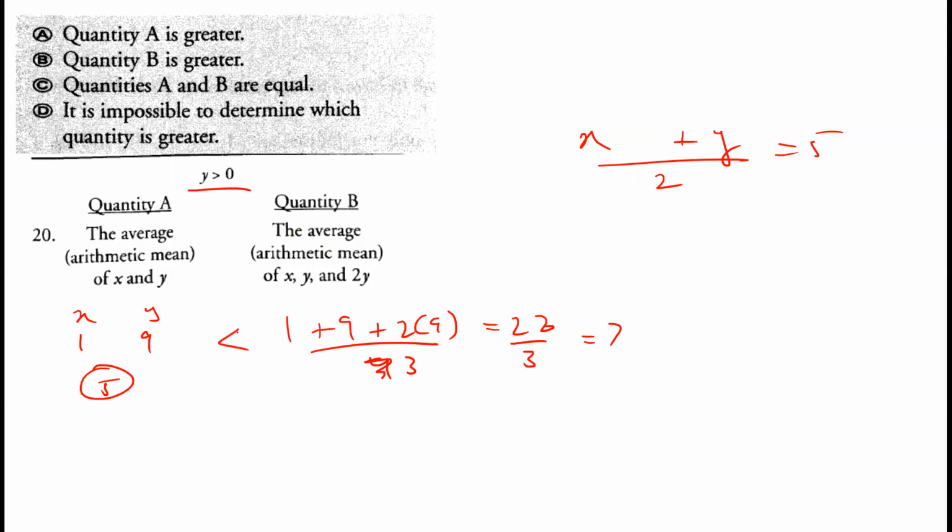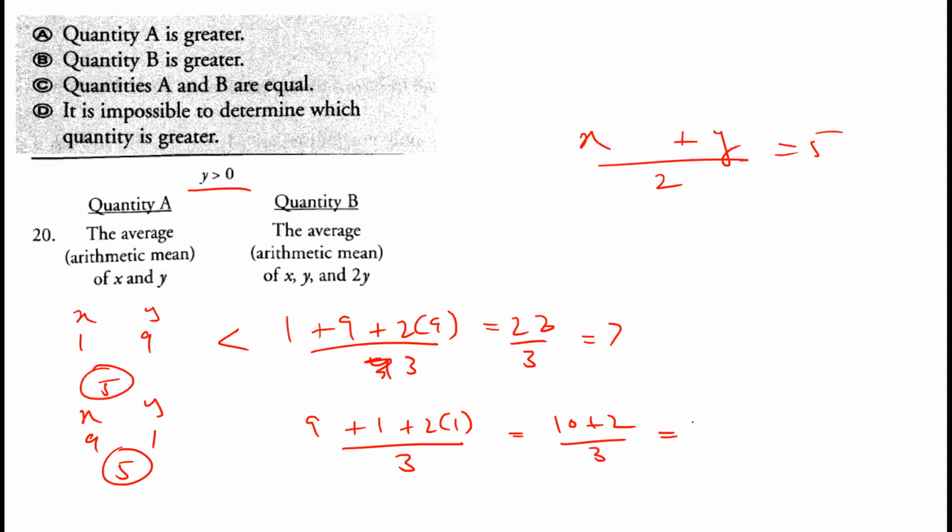But please, you need to be vigilant that x can be 9 and y can be 1. In this particular case, over here, the average is 5. But now this would be 9 plus 1 plus 2 into 1, divided by 3. So this would be 10 plus 2 divided by 3, which is 4. Now 4 is less than 5. So again, we cannot come to a conclusion about which quantity is greater. So option D is correct.